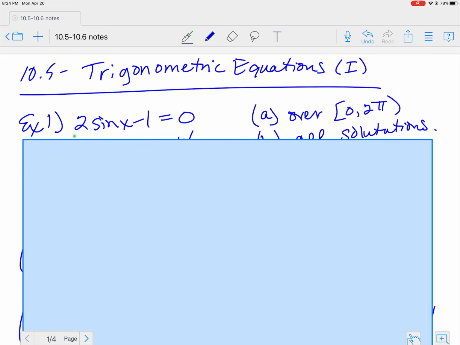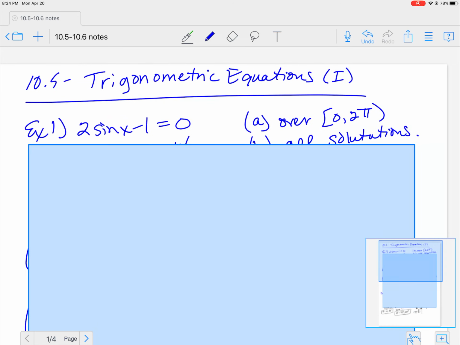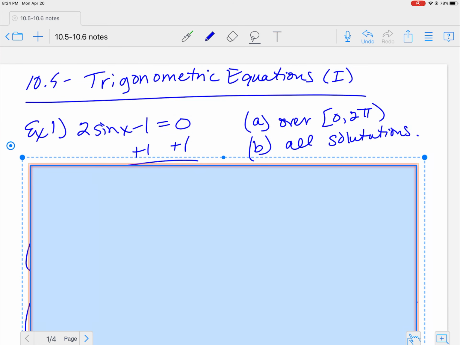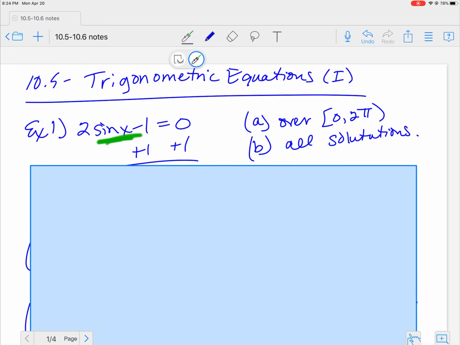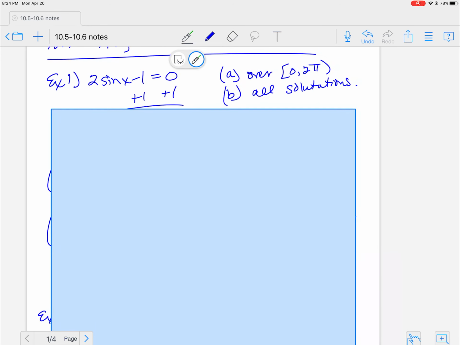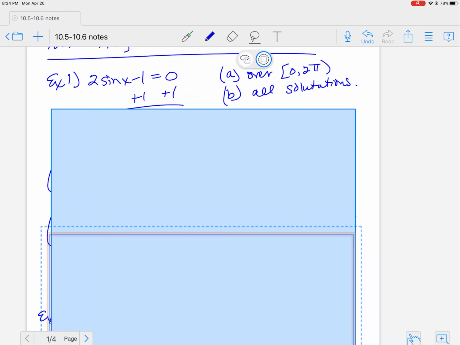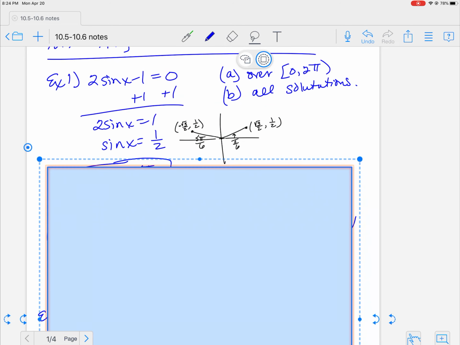The first one I have is 2 sine x minus 1 equals 0. Just like everything else, my goal is to get the x by itself. So when I get this x by itself, I have to isolate this. We are going to find the solution over 0 to 2 pi as well as every solution possible. All right, so that's our goal here. If I want to simplify this, then I'm going to move this down here, and I want to get the sine by itself. So I add 1 to both sides, then divide by 2.